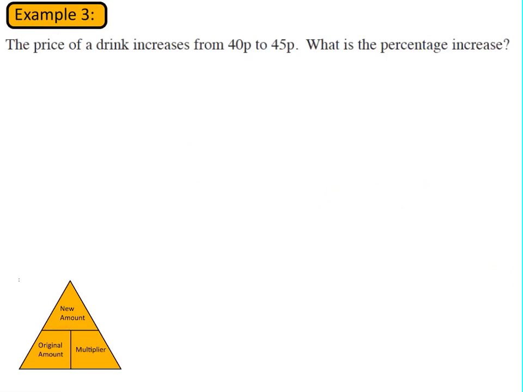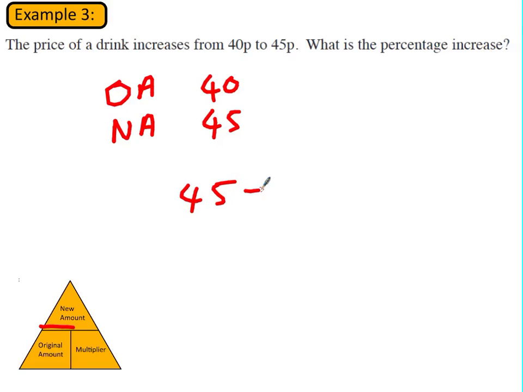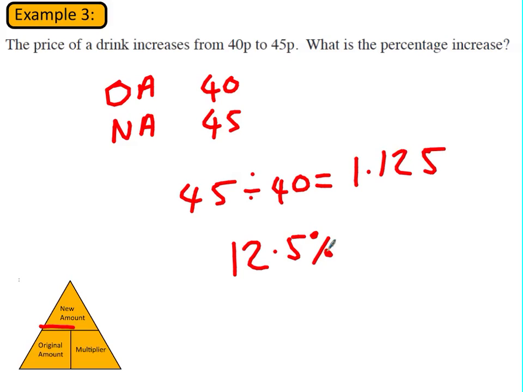Okay, the price of drinks increases from 40p to 45 pence. What is the percentage increase? So the original amount is 40, and it ends up the new amount being 45. So just like last time, we want to find the multiplier, new amount divided by the original amount. So 45 divided by 40 is going to give us that multiplier. If we work that out, we get 1.125, and you should know that corresponds to an answer of 12.5% increase.